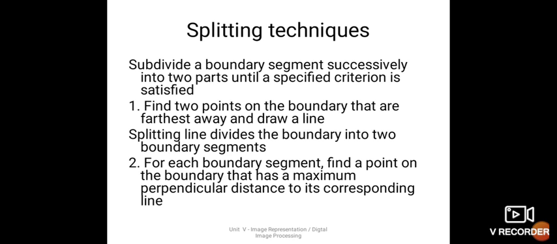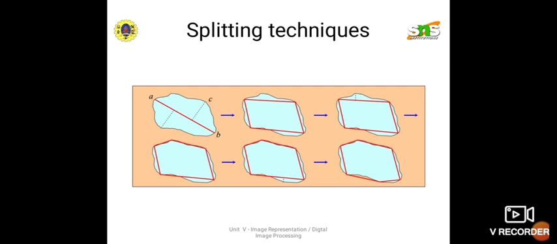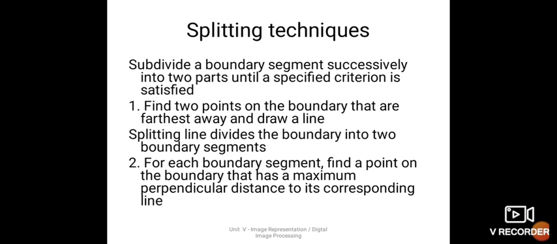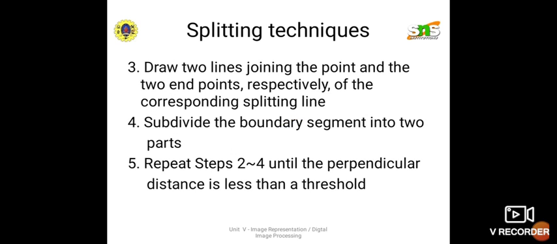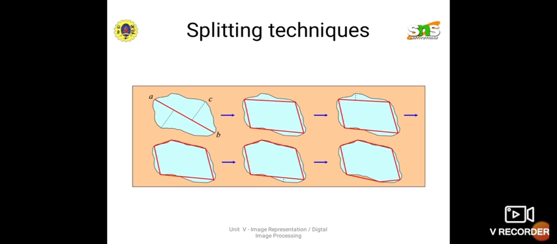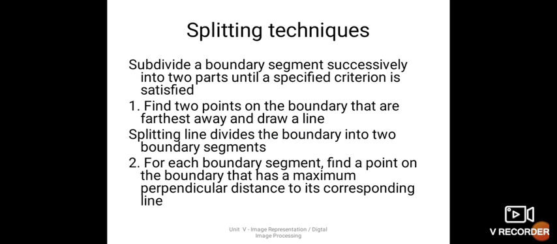Then splitting: we subdivide a boundary segment into 2 parts until a specific criterion is satisfied. Okay, so find 2 points on the boundary that are farthest away and draw a line. So in the first image we find the 2 farthest values, that is A and B, and a line is drawn. Next, the splitting line divides the boundary into 2 boundary segments.